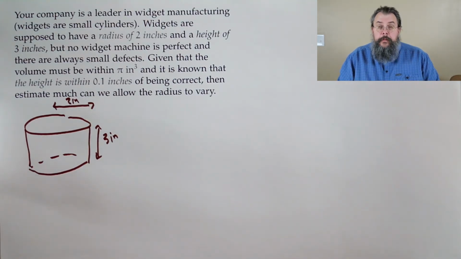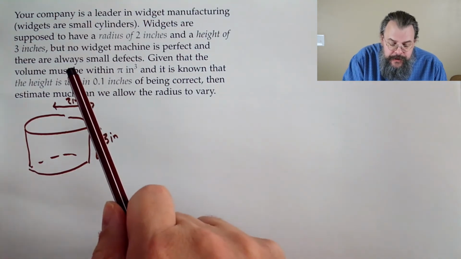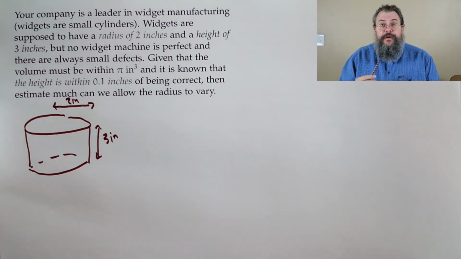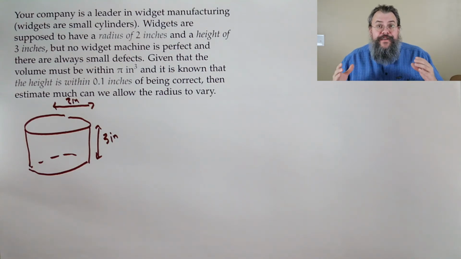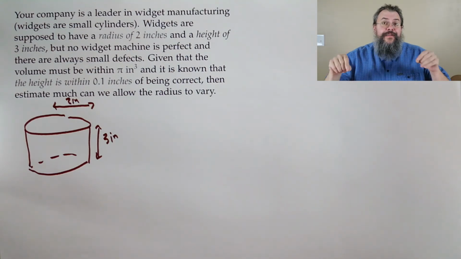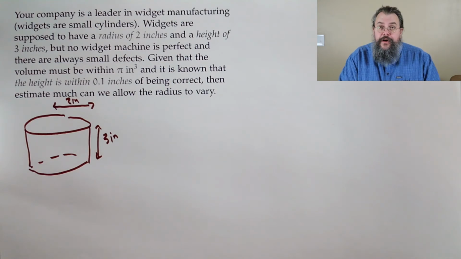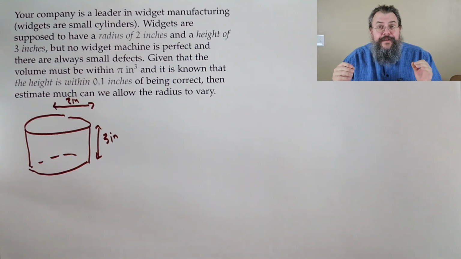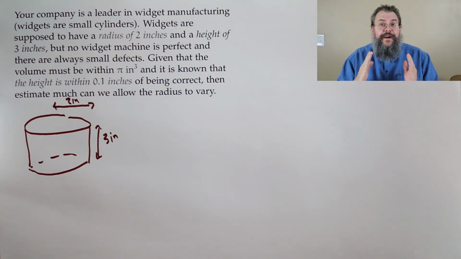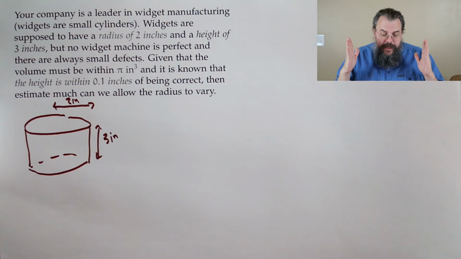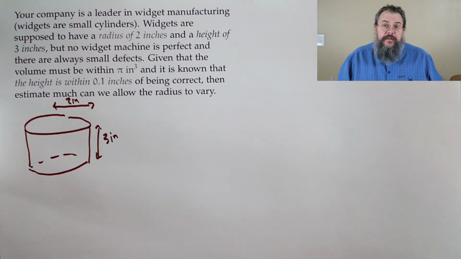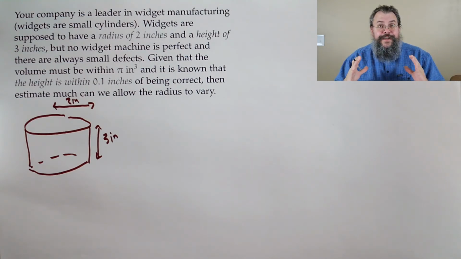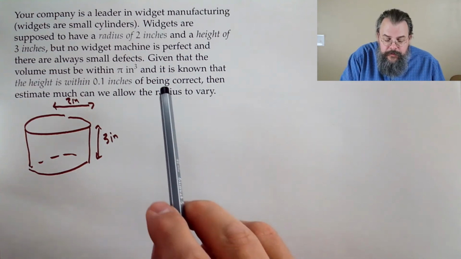Okay, but no widget machine is perfect, and there are always small defects. In fact, this is a true thing. When you're dealing with a manufacturing process, you can say, this is what we want, but they're going to say, okay, I know you want exactly this, but the machines aren't perfect. There's always going to be a small amount of error, and so we want to make sure we account for that. There's going to be some kind of defect, and we have to ask, how much can we tolerate? That's our question.